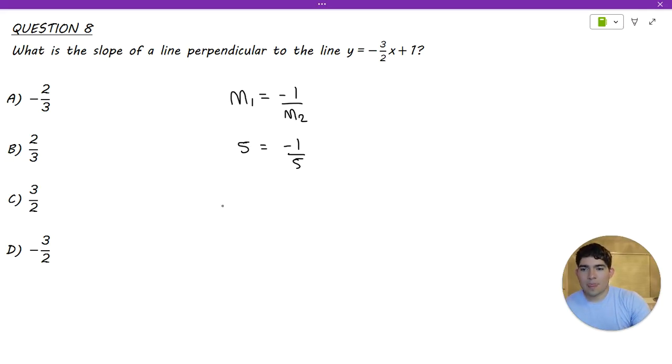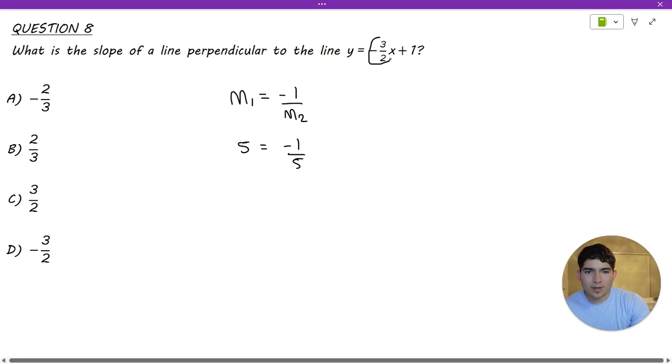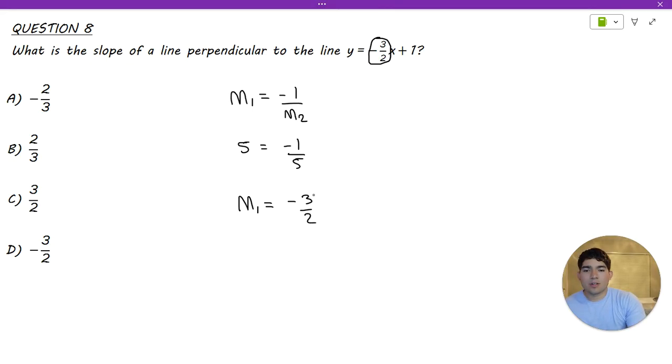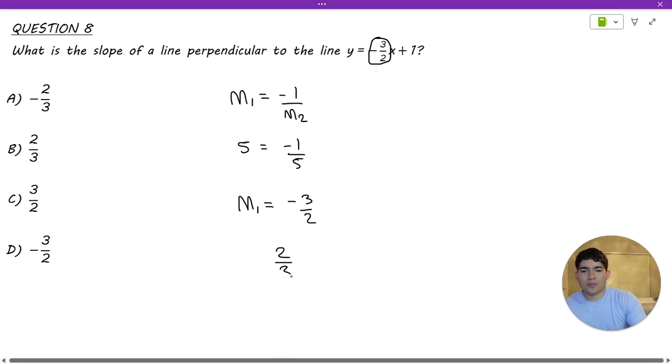So in this case, our slope for the first line we were given is negative 3 over 2. So that's going to be our m1 in this case. Is going to be negative 3 over 2. And then like I said, in order to find the slope of a line perpendicular to this slope, we're just going to look for the negative reciprocal. So the negative reciprocal in this case would be 2/3.